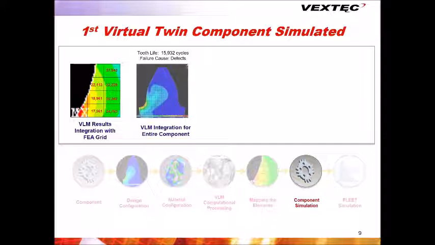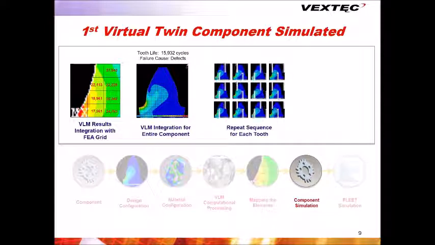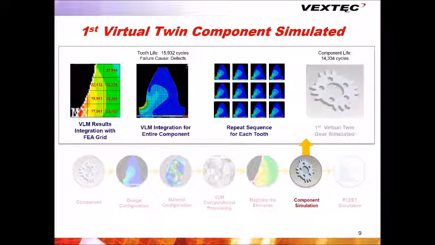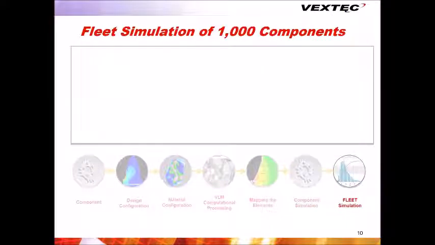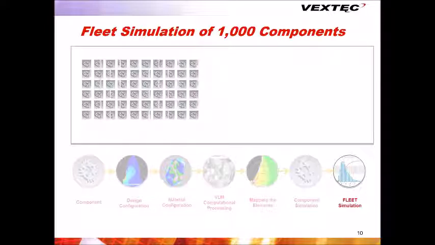The process is completed. All of the individual gear tooth lives are statistically processed to determine the probability of failure for the entire gear component. In the real world, a gear manufacturer doesn't produce just one gear. They typically produce thousands. The VLM simulation is repeated for the number of components to be produced for the planned fleet launch, 1,000 in this example.